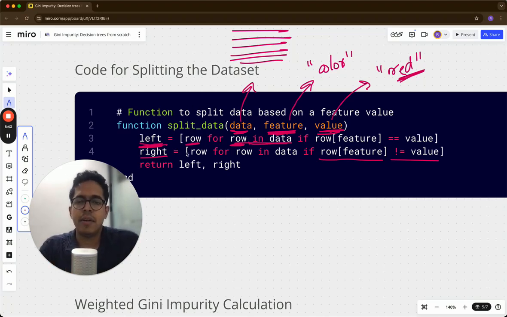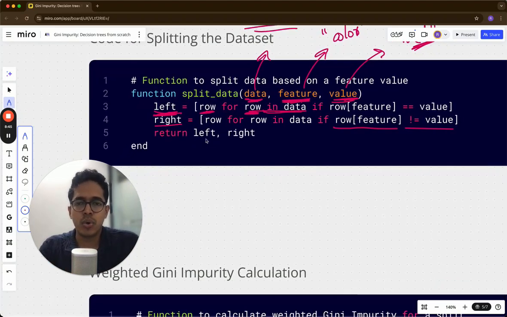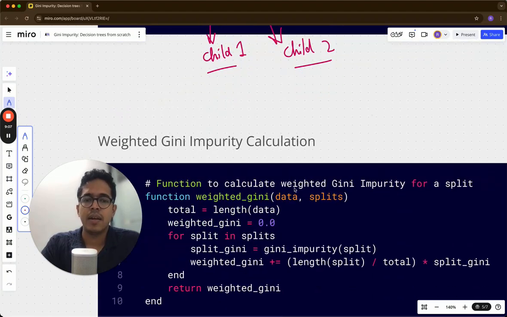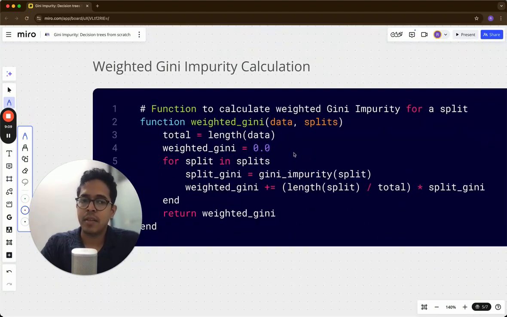And then we pass 2 nodes, the left node and right node, and you should know that this left node is the child 1 and the right node is the child 2, right? So basically this left node will contain 3 rows from the original dictionary, and this right node should contain the other 3 rows from the same dictionary. So these are 2 children and they are both dictionaries. Now weighted Gini impurity calculation.